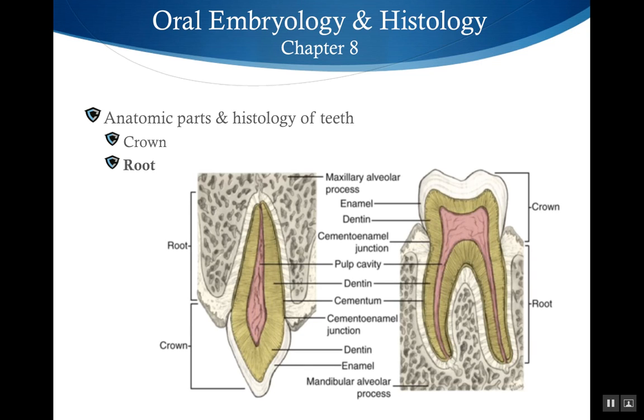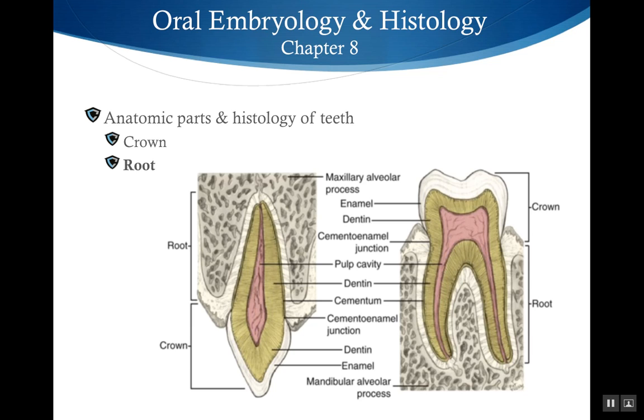All right, so those are the parts of the crown. The root is the part of the tooth that is normally embedded in the alveolar process or the alveolar bone, and it's covered with cementum, as you can see here. So again, where the enamel and the cementum meet, that is known as the cemento-enamel junction. Now, depending on the type of tooth, the root may have 1, 2, or 3 branches.